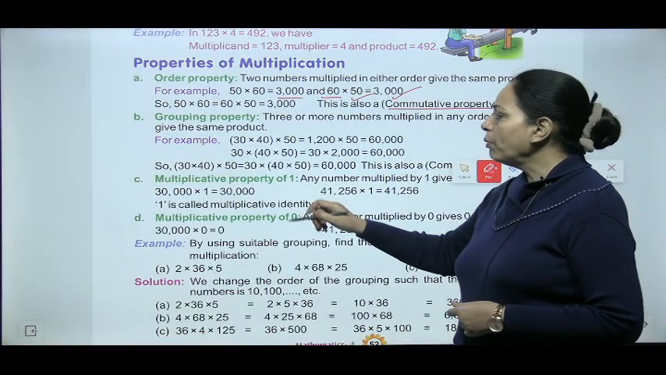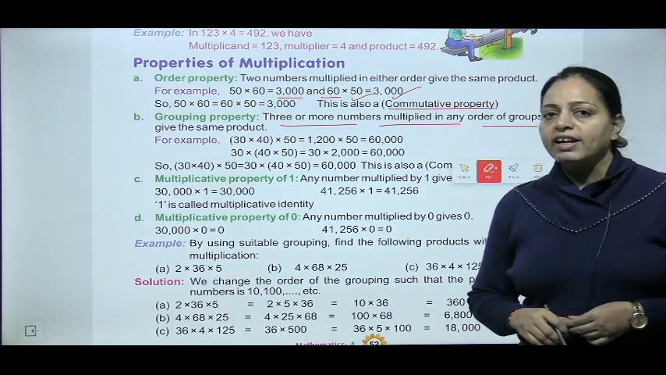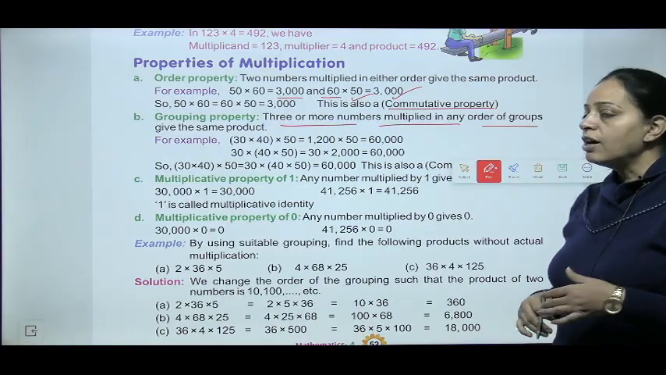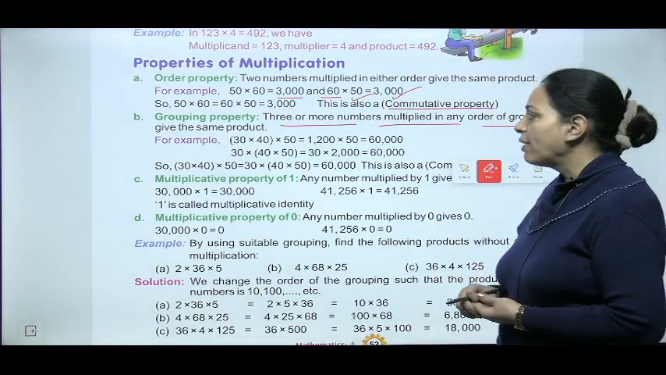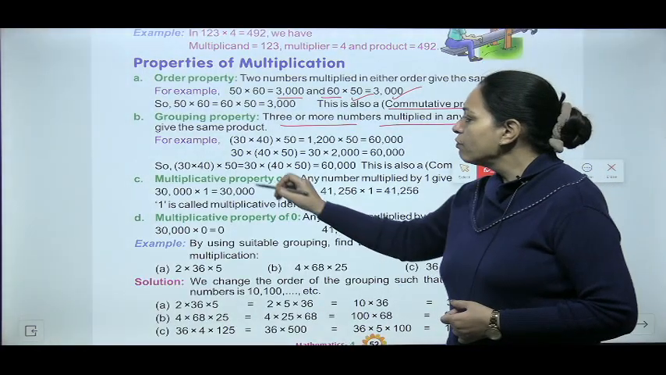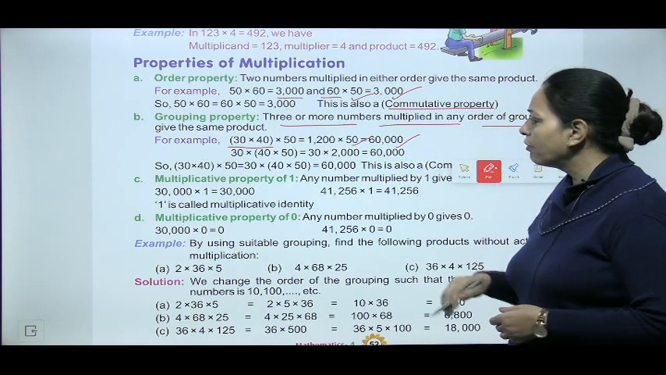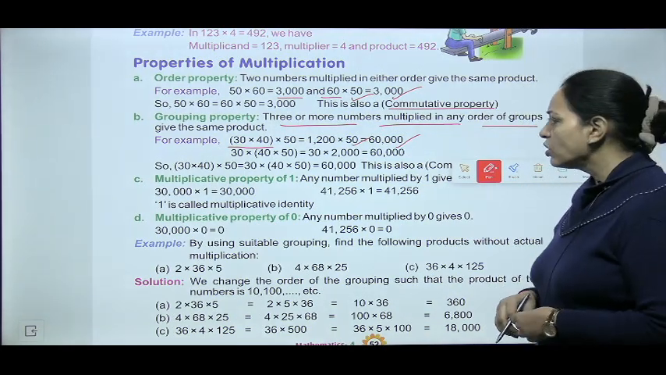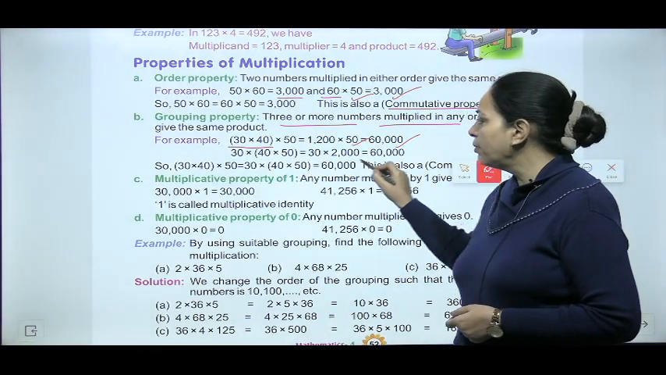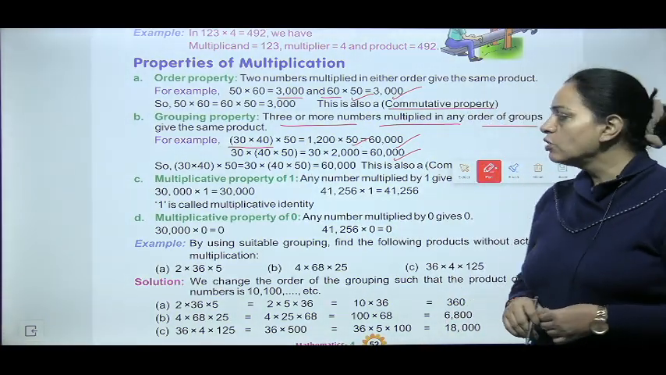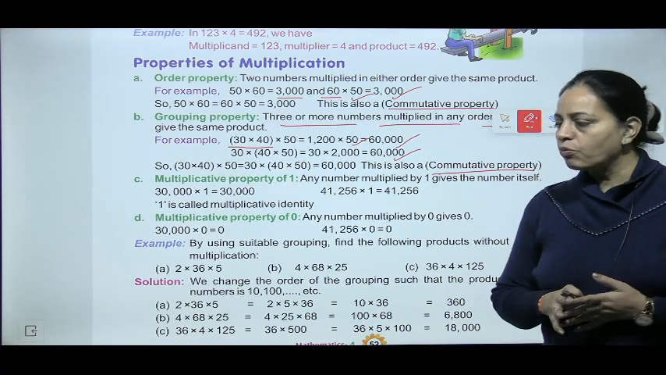Now B point, grouping property. 3 or more numbers multiplied in any order of groups give the same product. However we group the numbers, the answer would be the same, like 30, 40 and 50. First we multiply 30 and 40, then multiply by 50. Answer is 60,000. Or we multiply the second and third number and then the first number. Answer is 60,000. So both are same. So this is the associative property.